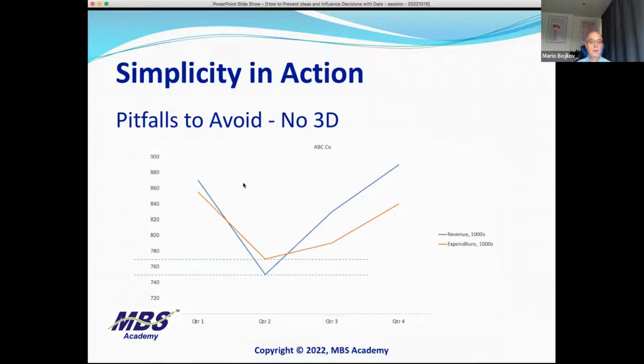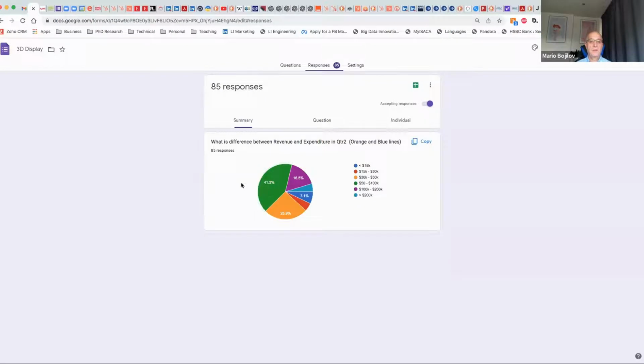If I now show you the answers from the poll, these are the answers. The correct answer is the red one here, between 50 and 30K. Out of 85 people so far, 4 people got it right. Everybody else was all over the place.